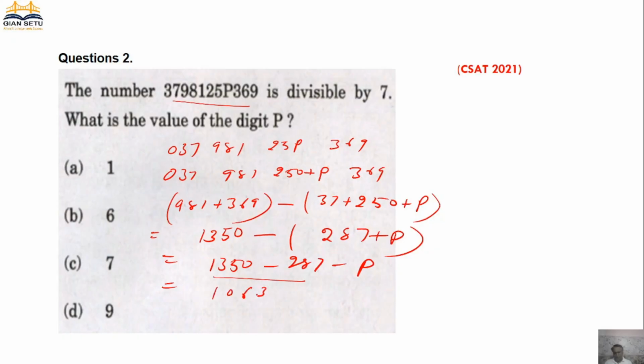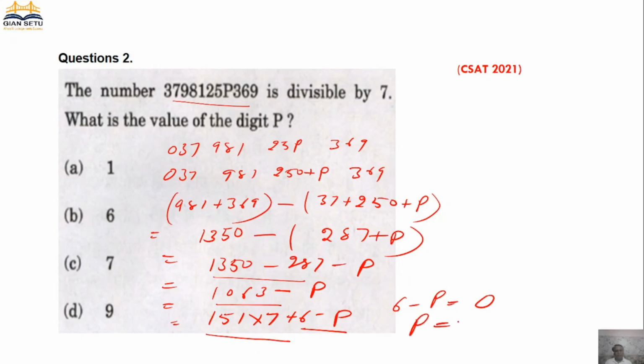it will be 1063 minus P. We can also write this 1063 as 151 into 7 plus 6 minus P. Now we see this number 151 into 7 is a multiple of 7. Okay, now for this number to be divisible by 7, we should have 6 minus P is equal to 0. Okay, now P is equal to 6. So answer is B here.